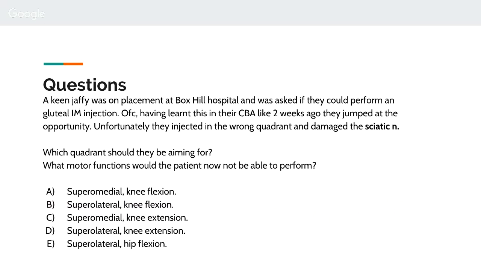Okay. King Jaffe was on placement at Box Hill and was asked to perform a gluteal intramuscular injection. Of course, they learned this in the CBA two weeks ago, so they jumped at the opportunity. Unfortunately, they injected the wrong quadrant and damaged the sciatic nerve. So the question is, which quadrant should they have been aiming for, and what motor functions would the patient now not be able to perform?